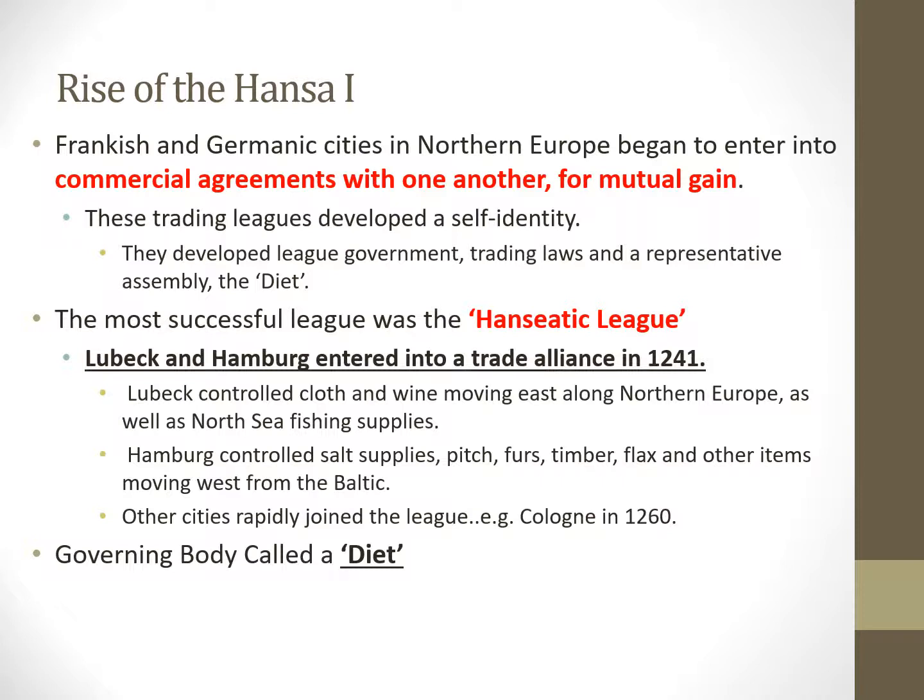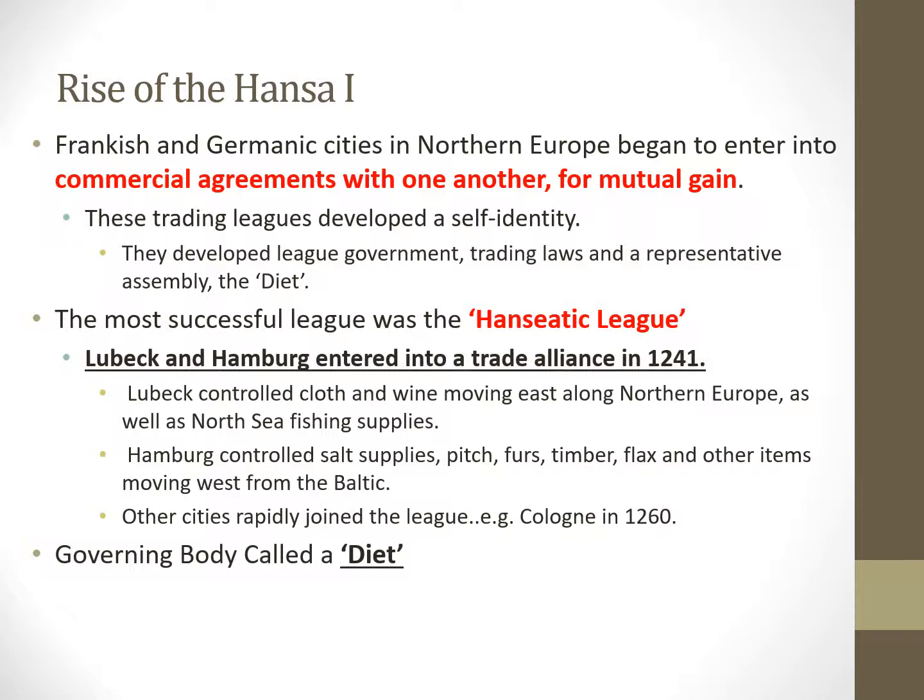The most successful league, the Hansa, springs initially from a trade agreement entered into by the merchants of Lübeck and Hamburg in 1241. Lübeck controlled cloth and wine moving east along Northern Europe from the Low Countries and France, as well as North Sea fishing supplies. Hamburg, on the other hand, controlled supplies of salt, pitch, furs, timber, flax, and other items moving west out of the Baltic.